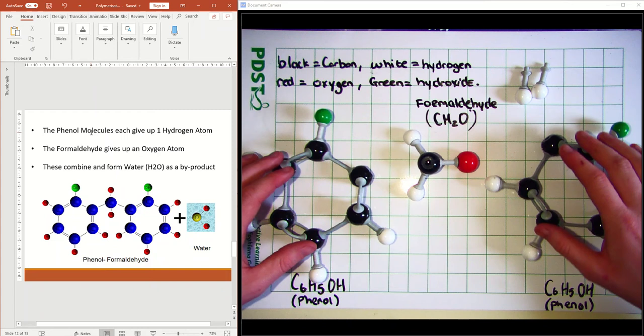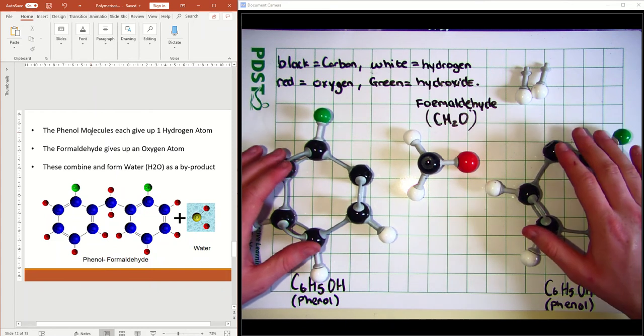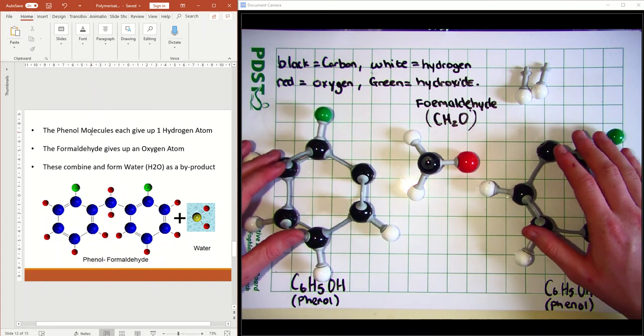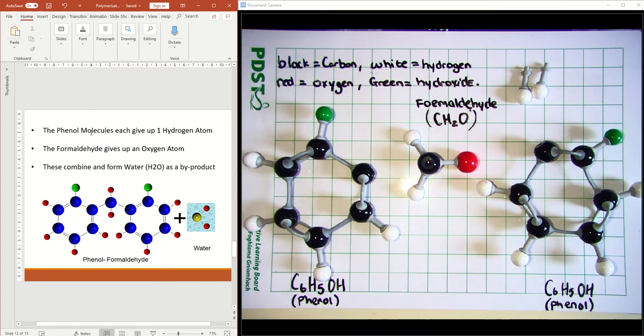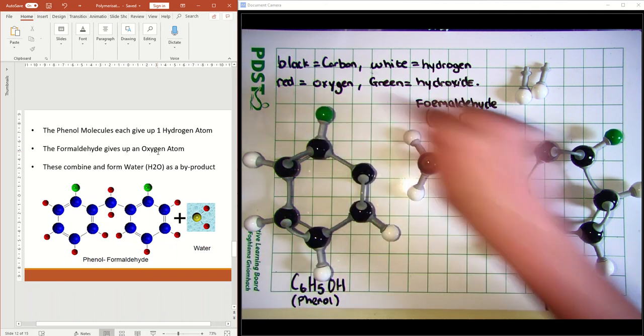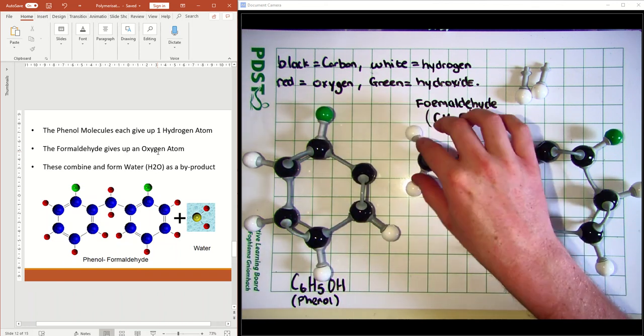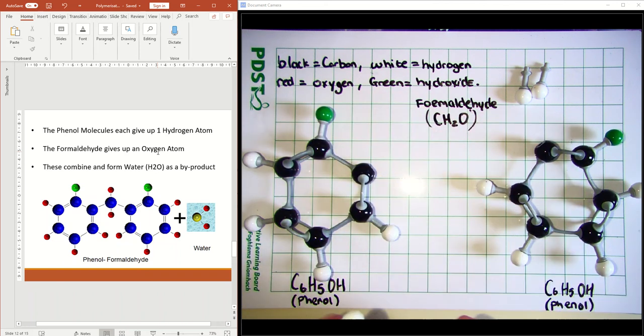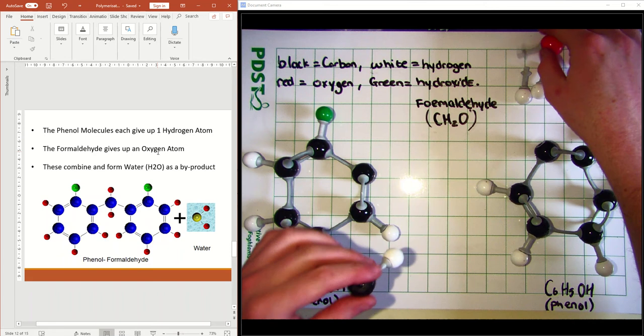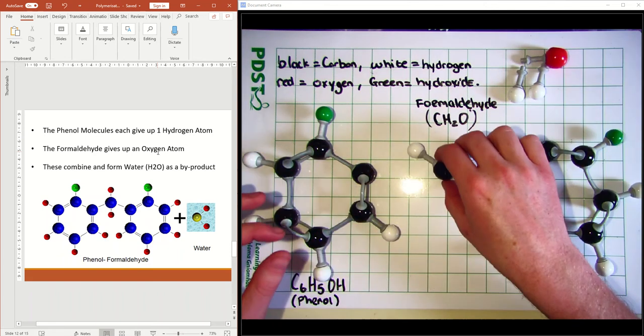Okay. So now, there's my 2 hydrogen atoms taken away from my phenyl molecules. Now the next one is the formaldehyde gives up an oxygen atom. So I say in the red is represented formaldehyde. Okay, this is my formaldehyde molecule, and this is giving up an oxygen atom. Okay, so now this is what we're left with.